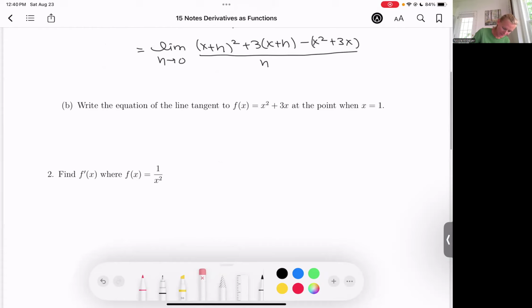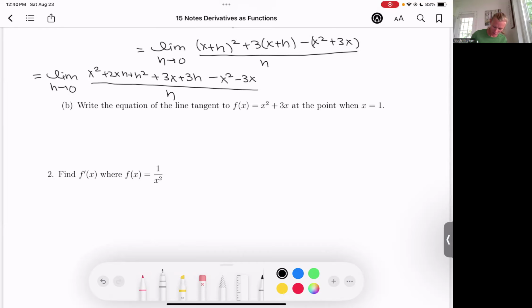So let's go ahead and FOIL the first part, the x plus h squared. This step is really just algebra, so we're going to have x squared plus 2xh plus h squared. I'll distribute the 3 to get 3x plus 3h. And now I'm going to distribute the negative sign, making both x squared and 3x negative, all divided by h. I'm going to hope that things cancel out here. The goal is always that everything that does not have an h should go away, so that we can factor an h out of the numerator. If things don't go away, that probably means you distributed your negative sign wrong.